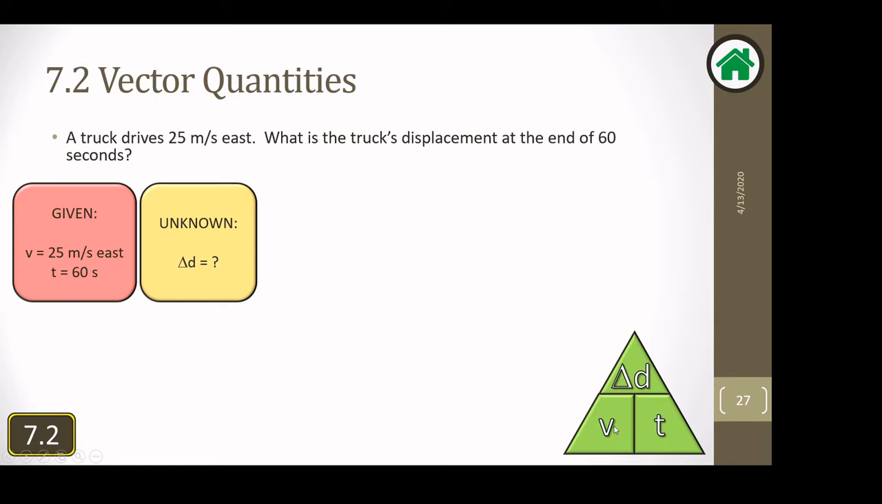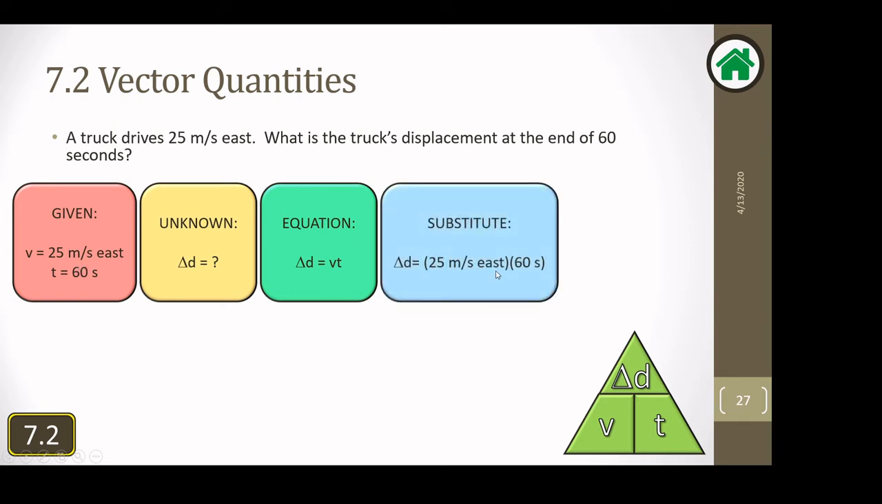We are trying to solve for the truck's displacement. And displacement will be equal to velocity multiplied by time. Delta d is equal to v times t. Substituting, v is 25 meters per second east, and t is 60 seconds. You grab your trusty calculator and multiply 25 times 60. The calculator will tell you that the answer is 1,500.